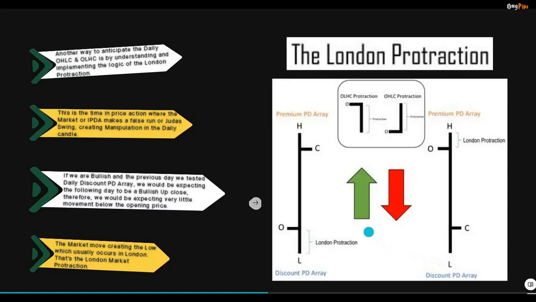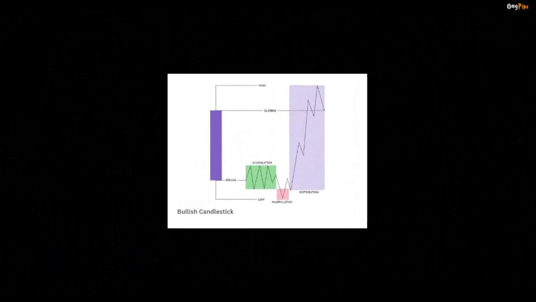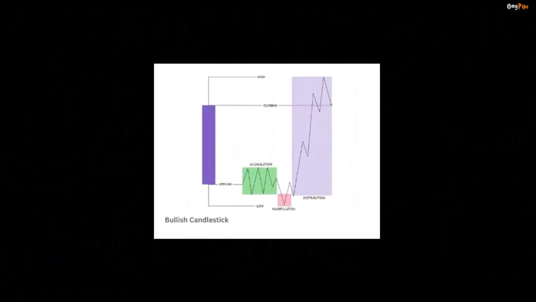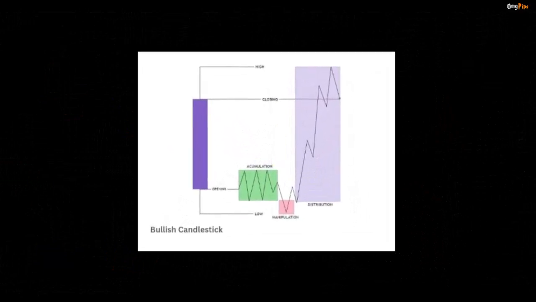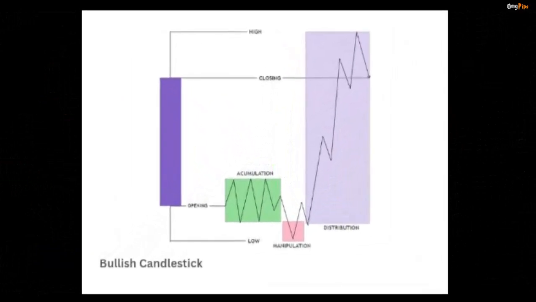So the London Protraction is the time in price action where the market, or IPDA, makes a false run, creating manipulation in the daily candle. The London Protraction is a false run or a Judas swing that creates manipulation in the daily candlestick.